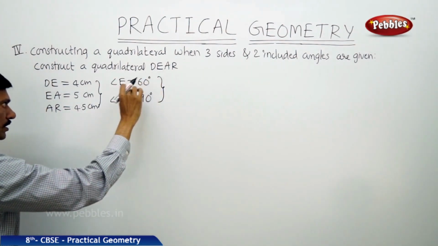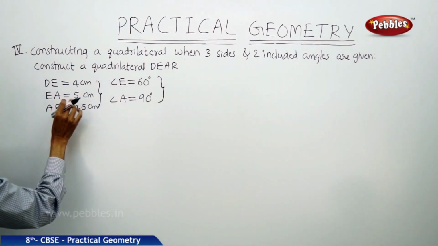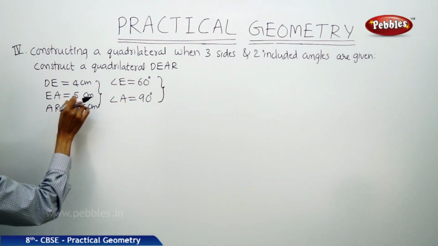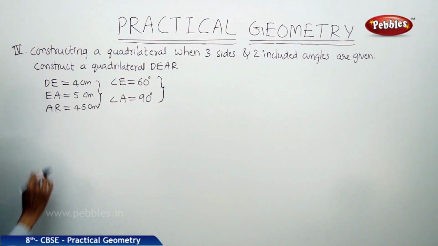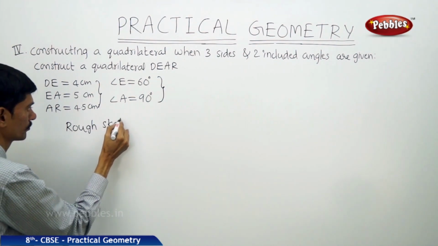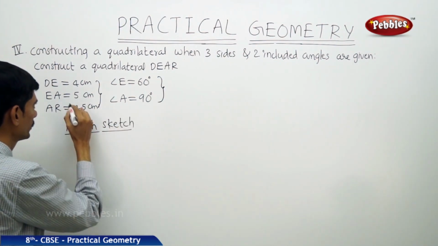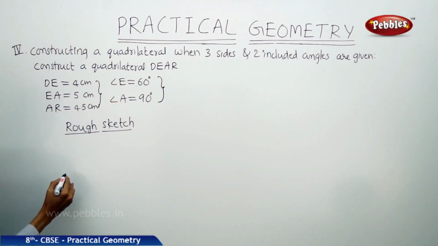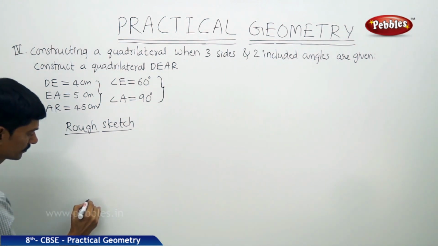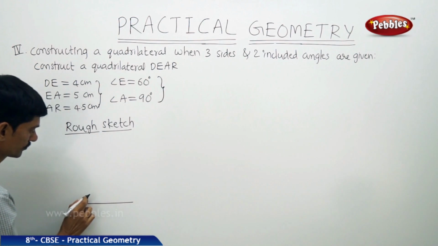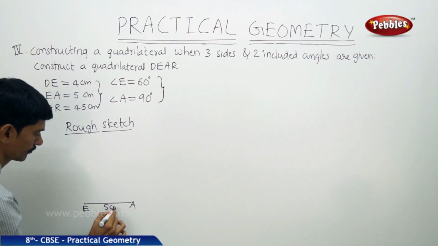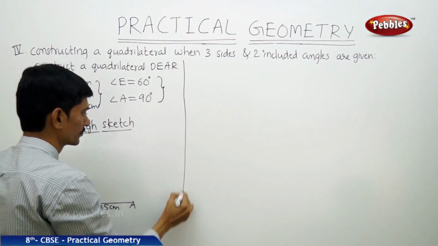So when the two angles are given, E and A, what is the side representing these two angles? So EA equals to 5 centimeters. So let us take the base of this quadrilateral as EA. Now let us draw the rough sketch. So base of the quadrilateral DEAR is EA. So let us draw the line segment EA equals to 5 centimeters. Now the steps of construction.